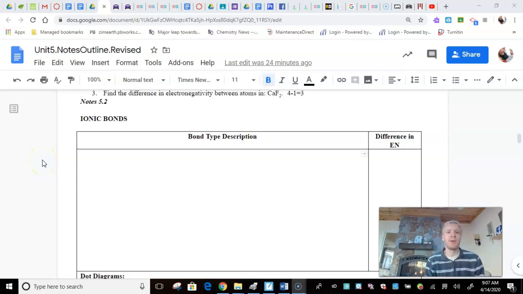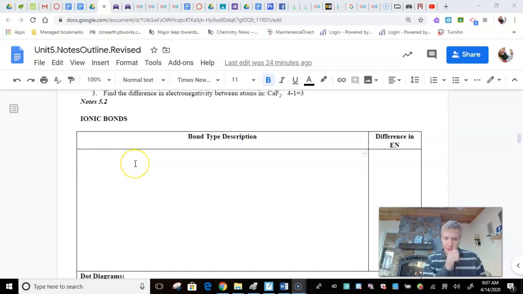In this video we're going to be going over the different types of bonds. There are two main bonds. As we talked about earlier, there's ionic and covalent. And if we talk about covalent, there's two subcategories: polar covalent and nonpolar covalent. And then we have metallic bonds.